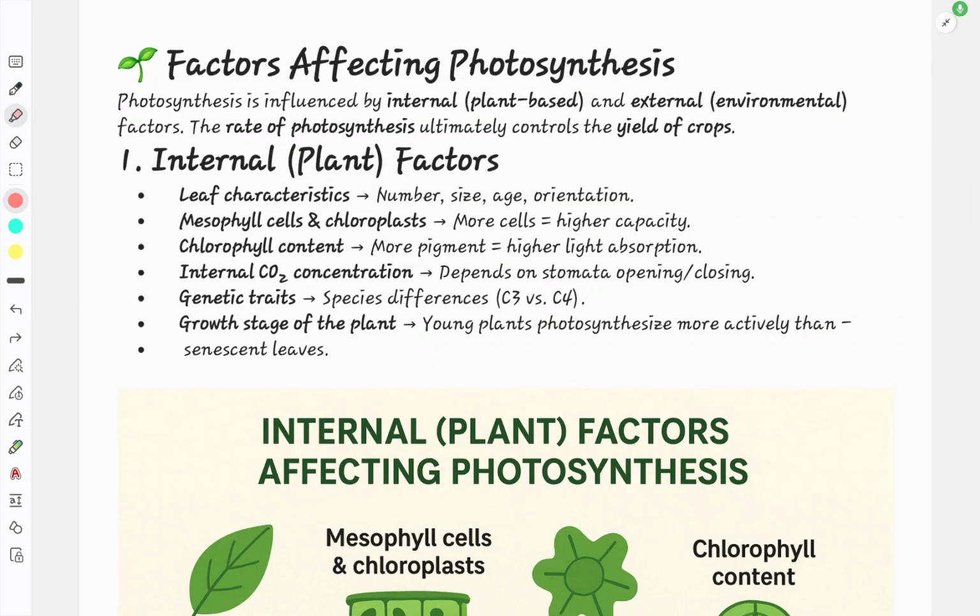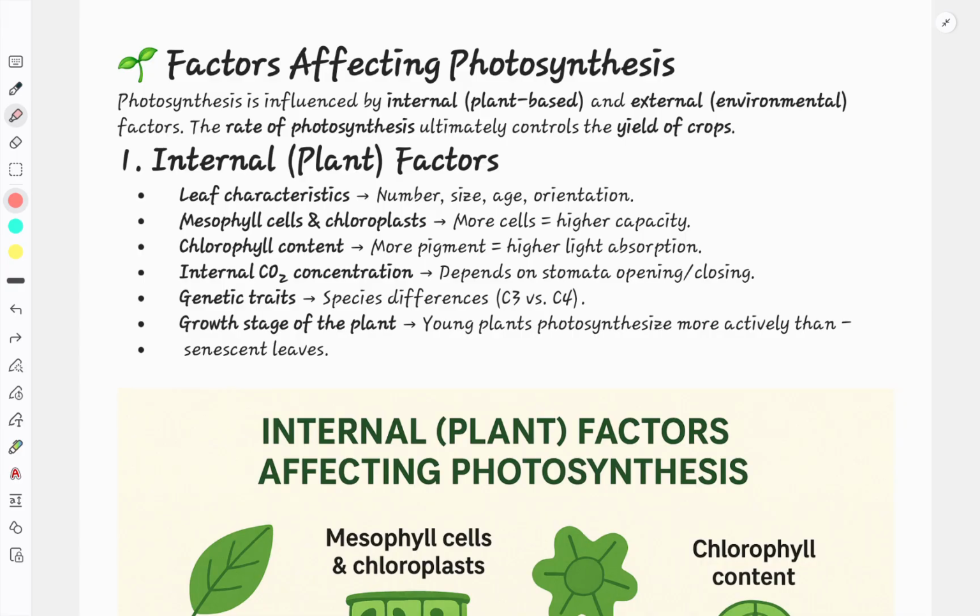Good evening, class. In our last lecture, we studied photorespiration. What is photorespiration? Let's take a recap. Photorespiration is the process where, instead of using carbon dioxide, the plant uses oxygen, and there is no net production of glucose and ATP is consumed.